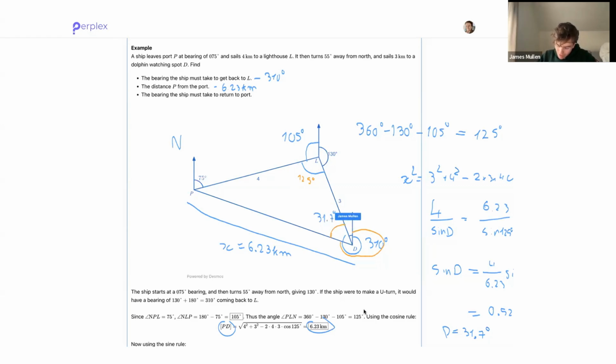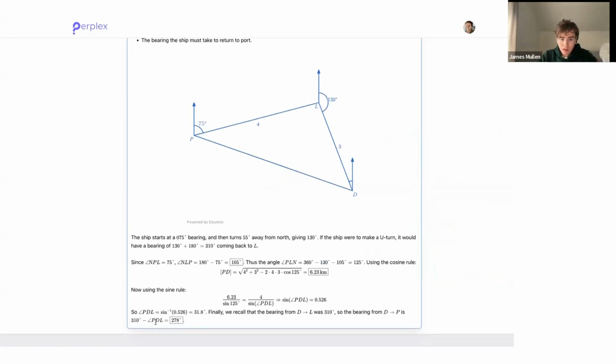All right, and I know that the angle from here to here is 310. So the angle that I'm looking for is 310 minus 31.7, and that should give me my answer, which is, if I scroll down, 278. All right.